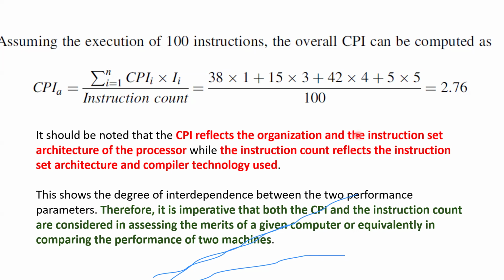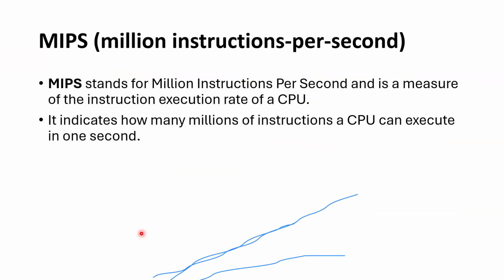Now, with this in mind, what is MIPS? MIPS stands for million instructions per second. It is a measure of the instruction executing rate of the CPU. It indicates how many millions of instructions a CPU can execute in 1 second.